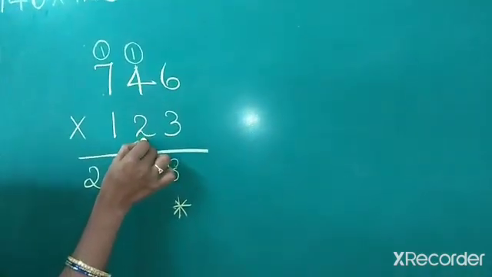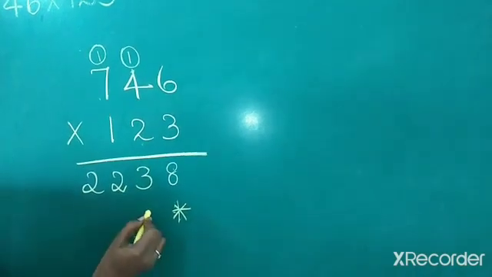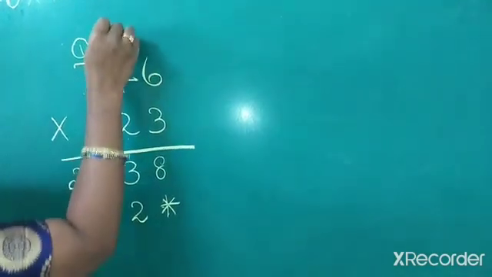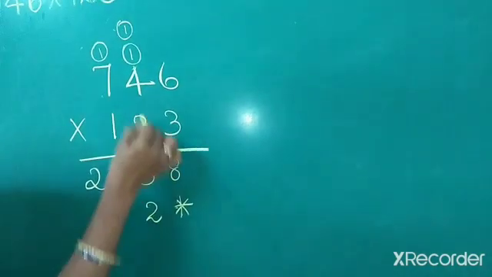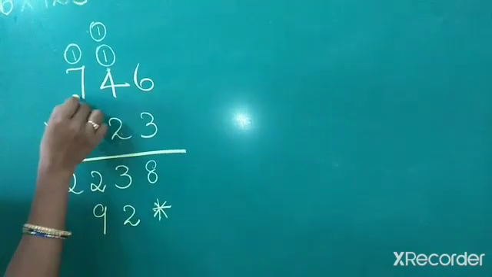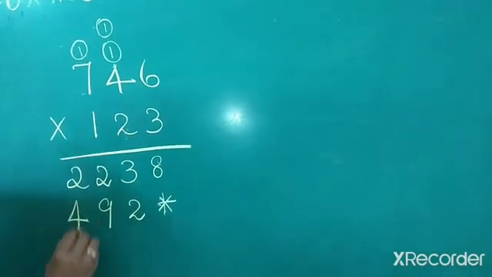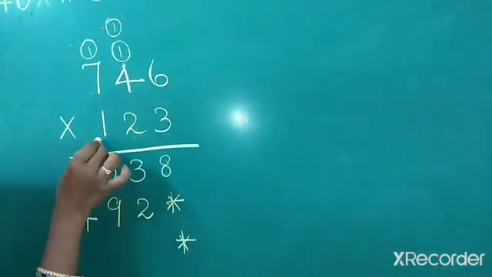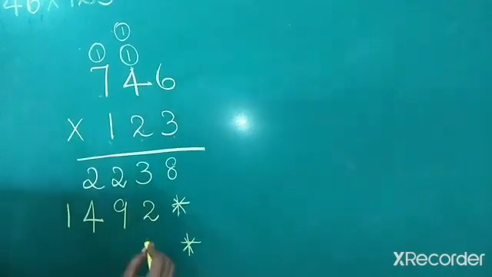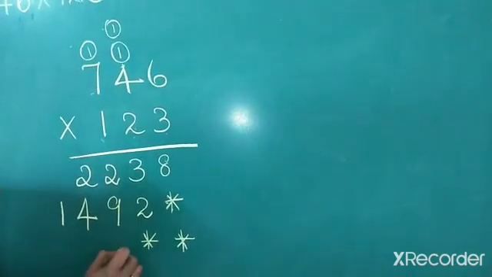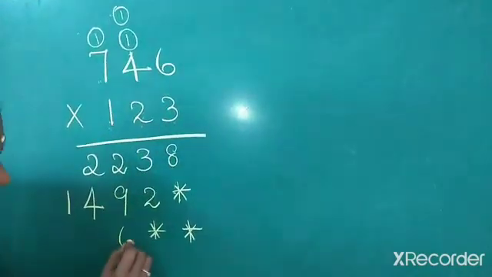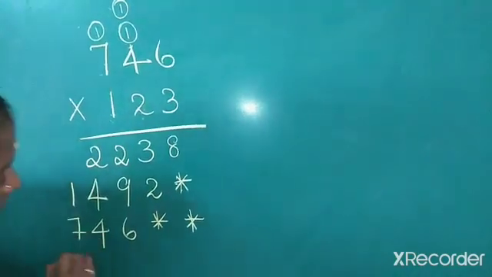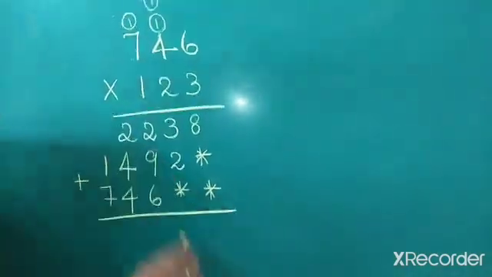So I'm moving on to the tens place. Here I have 2. So I have to start from the tens place. 6 2s are 12. 1 carried over. 4 2s are 8 plus 1, 9. 7 2s are 14. Then these two places are over. Now coming on to the hundreds place. So start from the hundreds place. 6 1s are 6. 4 1s are 4. 7 1s are 7. Finally, we need to add all these numbers.